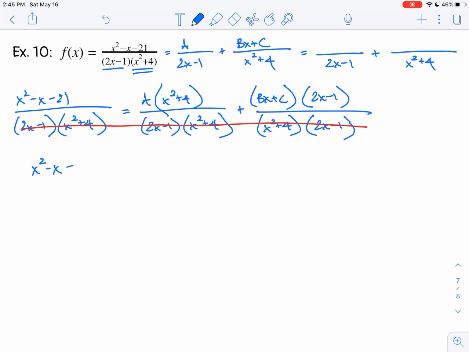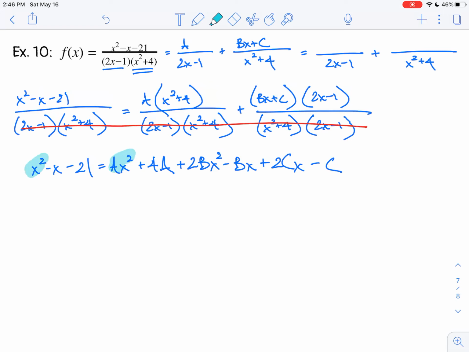x squared minus x minus 21 equals, it is going to be a situation that we need to FOIL out, so I'm just going to do that right now. Ax squared plus 4a plus 2bx squared minus bx plus 2cx minus c. And now I'm going to match up my like terms to make 3 different equations.